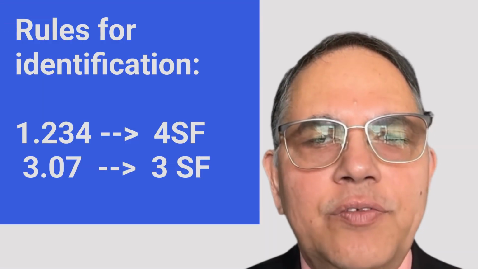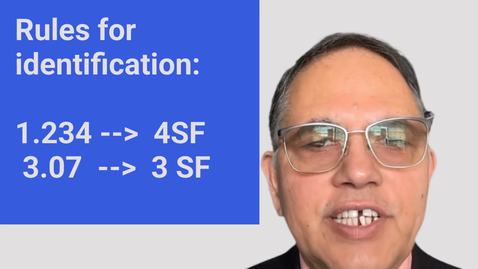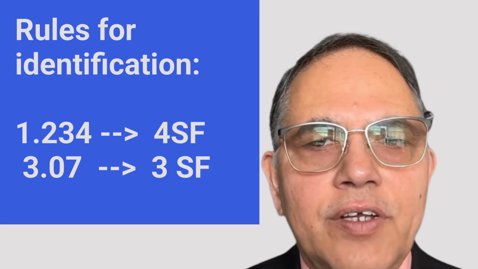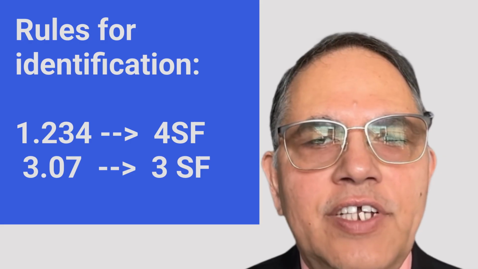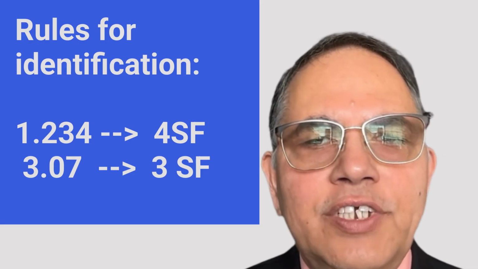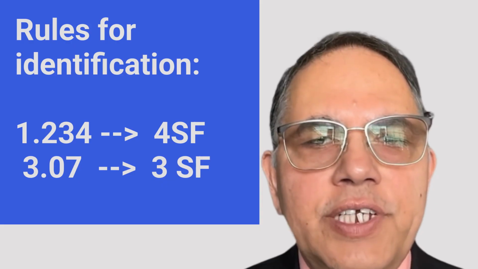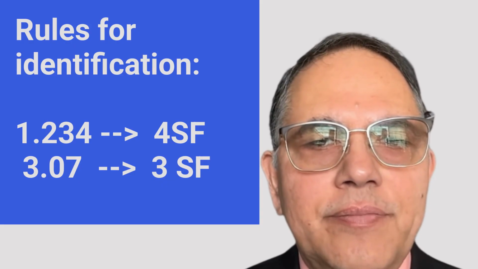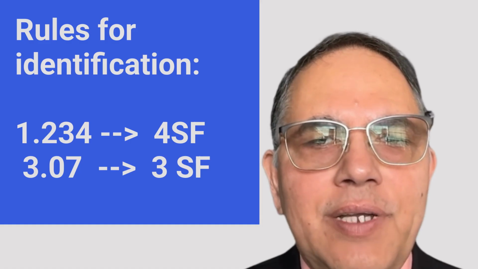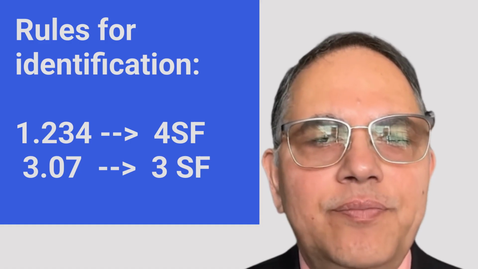Let's dive into the rules for measured quantities, starting with the easy ones. 1. All non-zero digits are significant. For instance, 1.234 grams has 4 significant figures. 2. Zeros between non-zero digits are significant. A measurement of 3.07 ml has 3 significant figures.